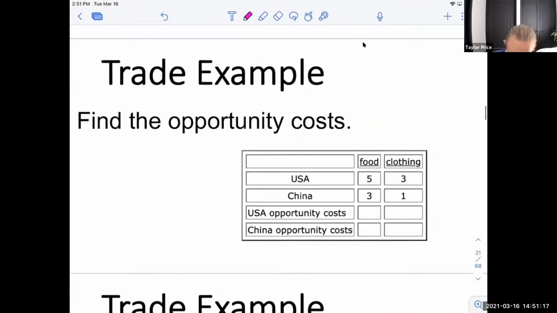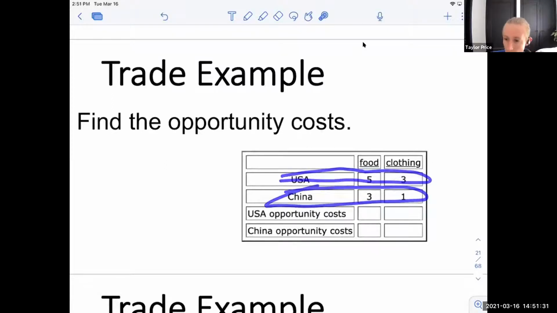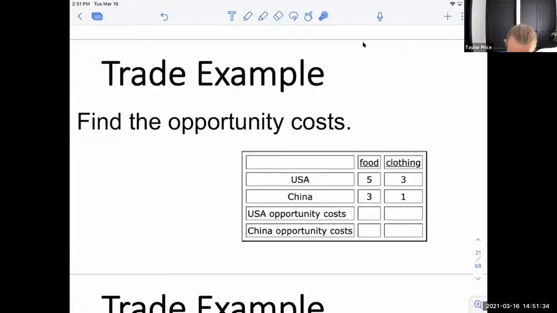Okay. So now let's take a look at a very simple example of opportunity costs. In this example, we have the United States and China. And so we basically have here the US producing food and clothing and China producing food and clothing. So basically the US can produce either 5 units of food or 3 units of clothing, and China can produce 3 units of food or 1 unit of clothing.